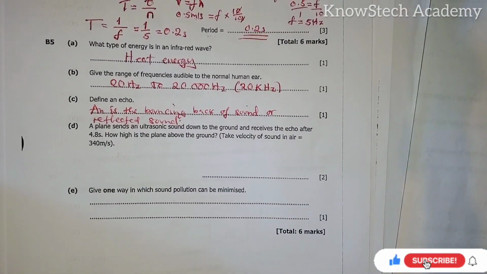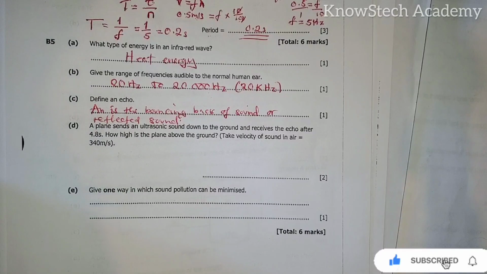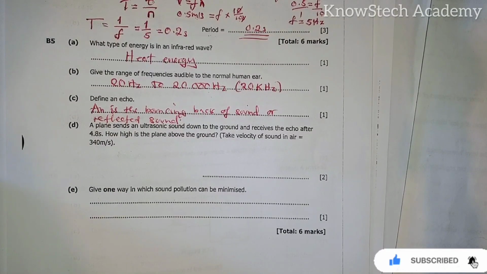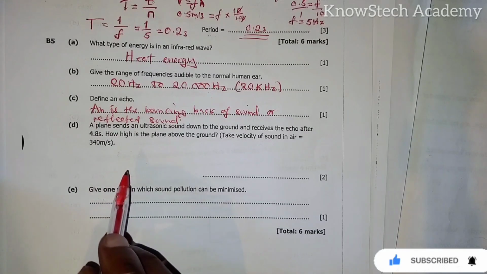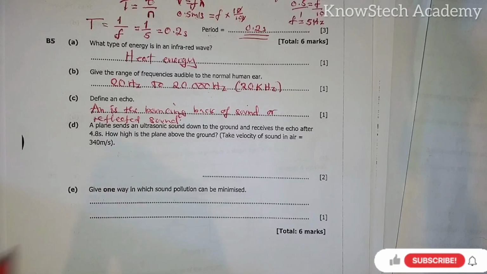All right, then question D is saying, a plane sends an ultrasonic sound down to the ground and receives the echo after 4.8 seconds. How high is the plane above the ground? Take the velocity of sound in air as 340 meters per second.